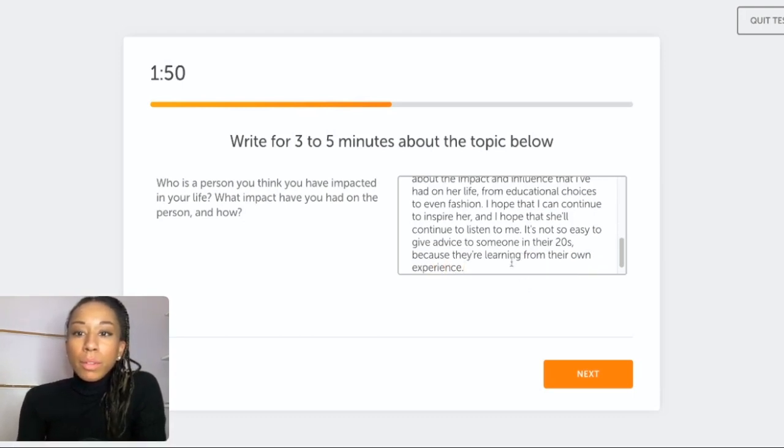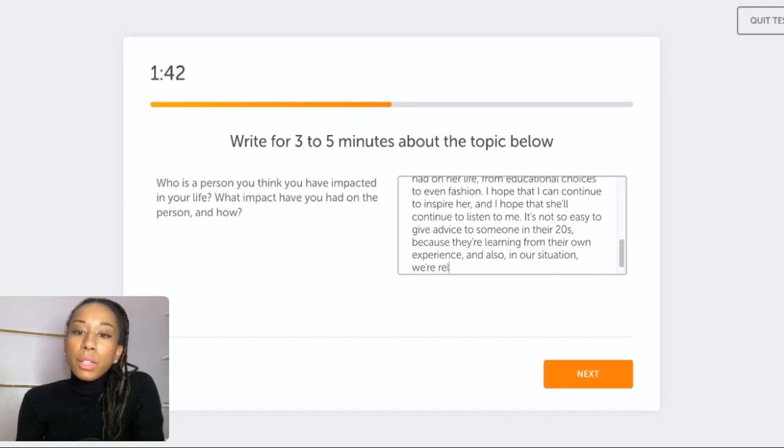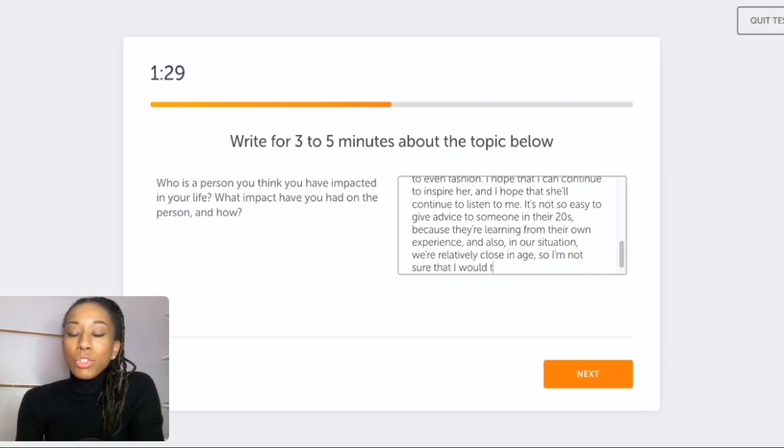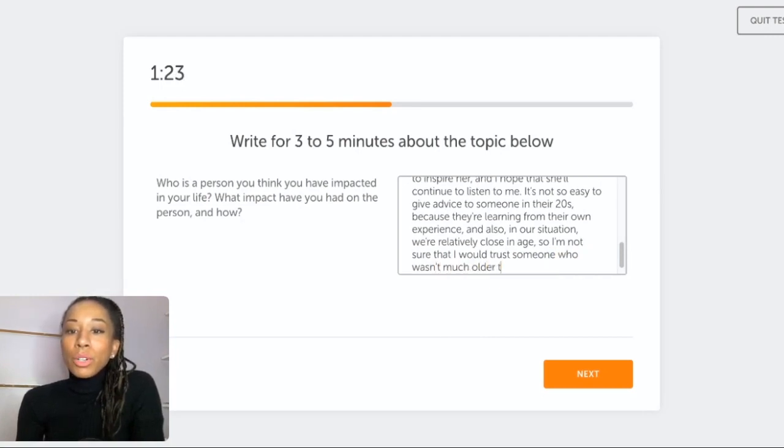And also in our situation, we're relatively close in age. So I'm not sure that I would trust someone who wasn't much older than me either.